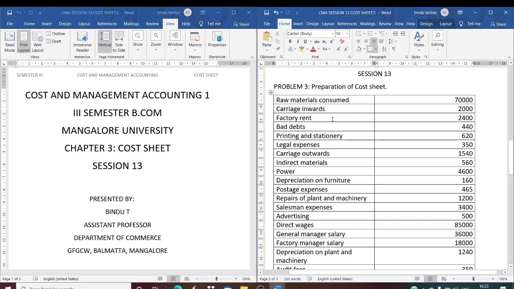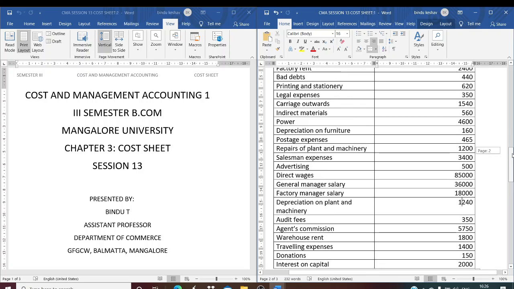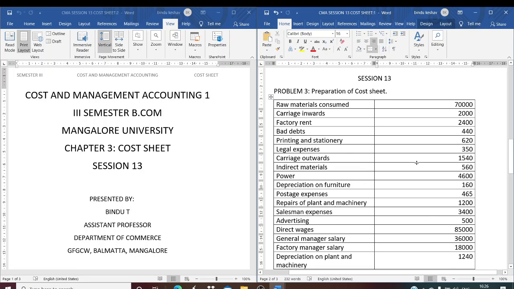Now you are asked to prepare a cost sheet. First and foremost, you need to find out whether the number of units produced is given. Here, we do not have any information about the number of units produced, and we do not have information about the opening stock or closing stock of materials, work in progress or finished goods. So we have to prepare a cost sheet without the number of units produced, and we need not find out the per unit cost.